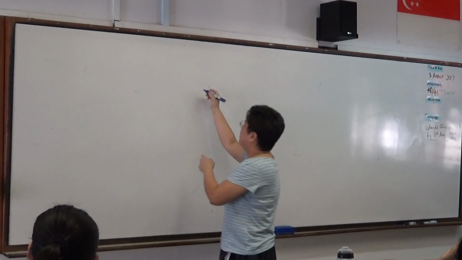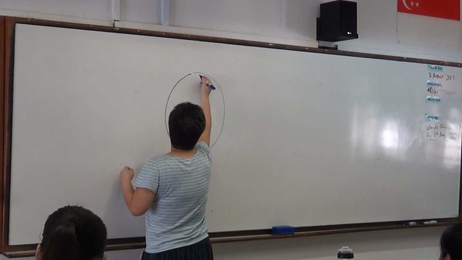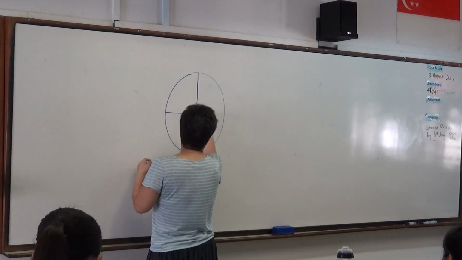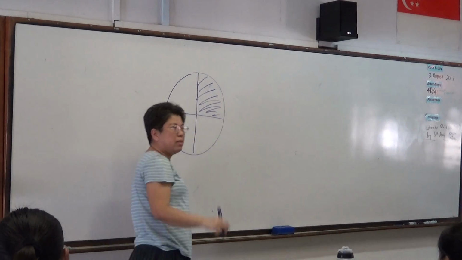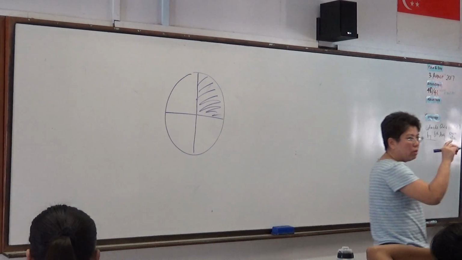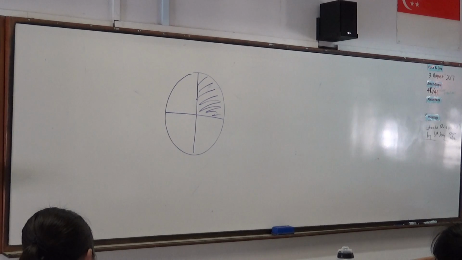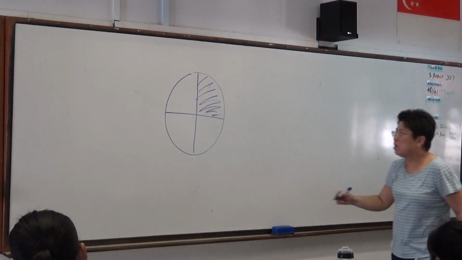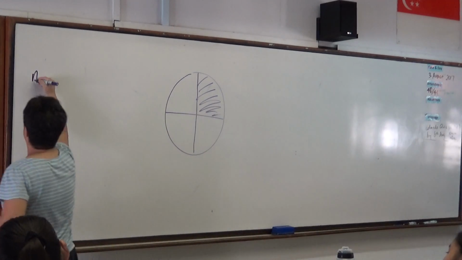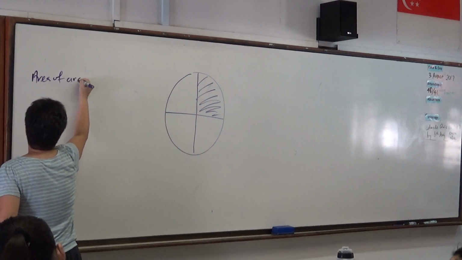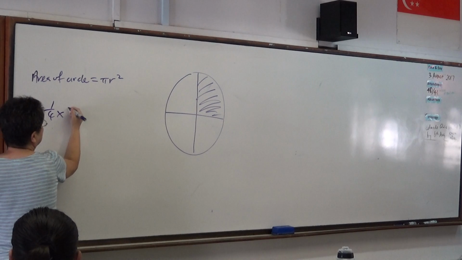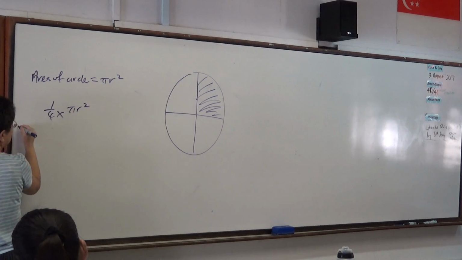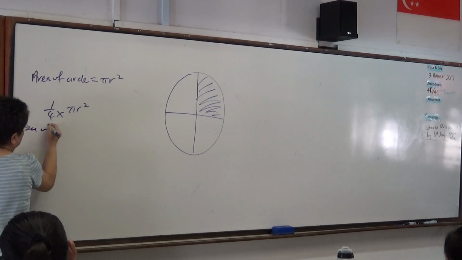Area of sector. If I cut this into 4, this will be one sector, right? How do I get the area of this? It's 1/4 times the area of the circle, alright? What's the area of the circle? Each one you tell me, just pi r square. Yes. Area of the circle is pi r square, right? This one is 1/4 times pi r square, right? Area of sector? Yes.